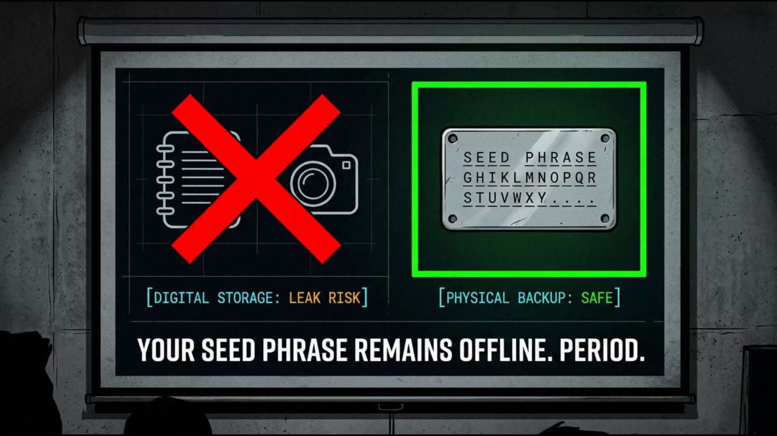Now, seed phrase rules. These are all non-negotiable. You will write down on paper or stamp it on metal. If you want to get Trezor Keep, I'll have the link down below which will allow you to do that. But never store it digitally.